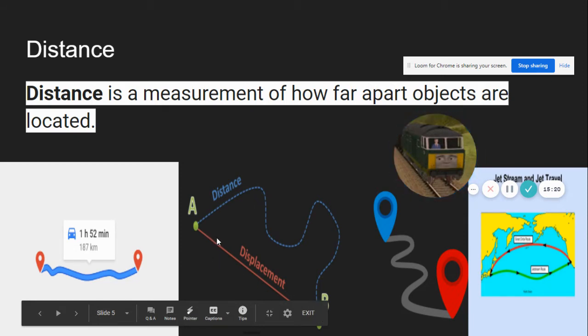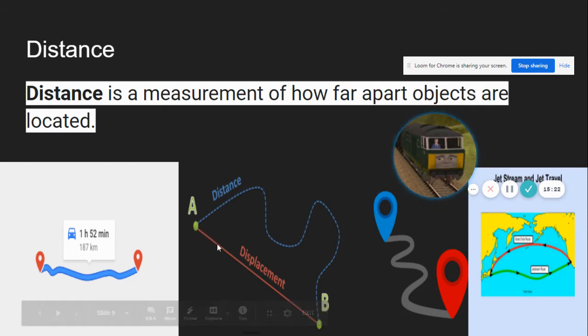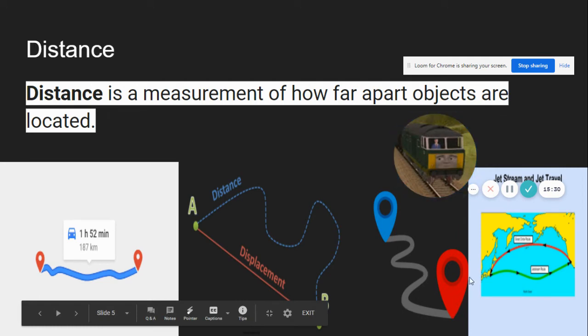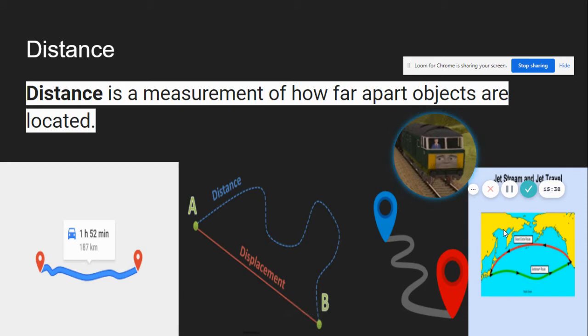And the displacement is actually the red line. The blue is the location where you're at, and the red is the location where you're actually going. So here's your answer. Earth's jet stream and jet travel: it takes a lot of time to fly around there.